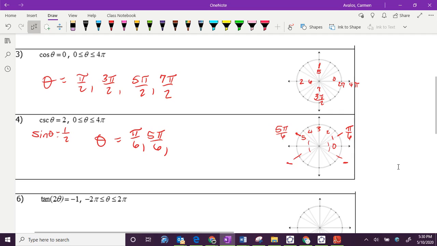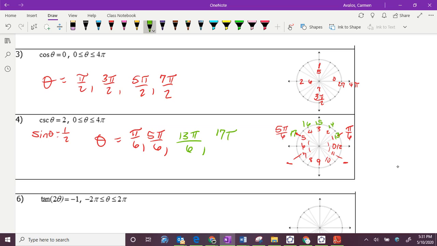And then I keep going around. I'm just going to keep counting because that's going to work for me. 1, 2, 3, 4, 5, 6, 7, 8, 9, 10, 11, and then this is 12. So that 12 is the 2 pi, but I have to do it again. So then I'm going to go again, I'm going to do that in green. So that's 12, 13, 14, 15, 16, 17. So the two angles that are going past it are 13 pi over 6 and 17 pi over 6. And those are the angles for number 4 for cosecant of theta.